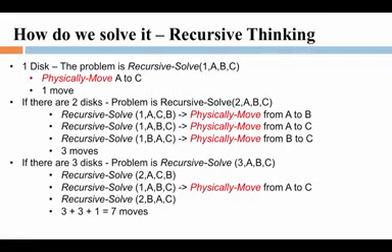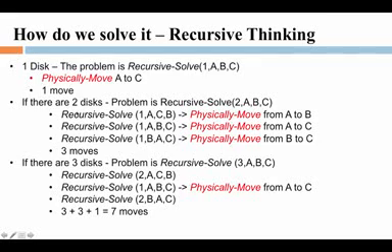Okay. Now here when you have only one disk, the problem is very easy. You do not use tower B at all. Simply physically move A to C. Physically move is again a function, which is always applied in the case when you have to move only one disk. Now if there are two disks, let us think of the problem recursively. Now you know how to solve the problem when you have exactly one disk to move.